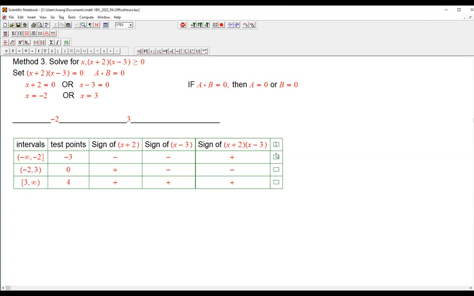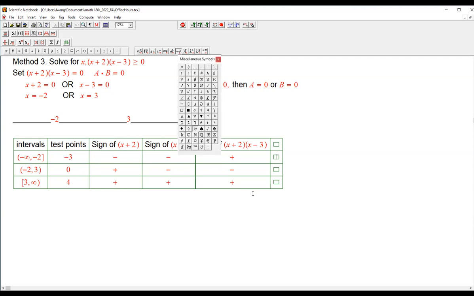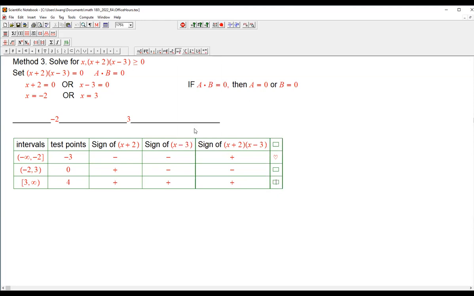So finally, which one is a desired interval? Well, we're solving the inequality where the product is greater than or equal to 0. So this one will be desired, and that one is desired. And there we go. So the solution will be once again x less than or equal to negative 2, or x is greater than or equal to 3. Okay, so all 3 methods, as you can see.